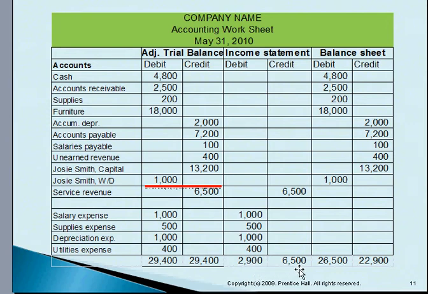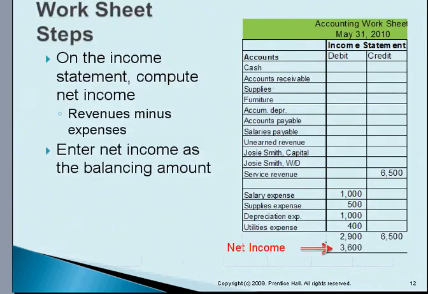We add up the debits, we add up the credits, and we see we've got a difference here. The $6,500 of service revenue minus the expenses will be our net income. You'll also see there's a difference between the amounts in the balance sheet for debits and credits.